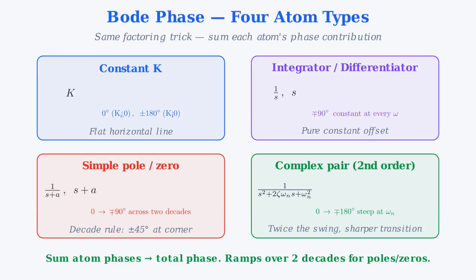Right half plane zero, s minus a with positive a. Same magnitude behavior as a left half plane zero, but the phase goes minus 90 instead of plus 90. This is the non-minimum phase signature. Physically, it produces undershoot in step response. We will revisit this in compensator design. Complex conjugate pair: phase rotates twice as fast, 0 below the natural frequency, minus 180 above, with a steep transition controlled by the damping ratio.